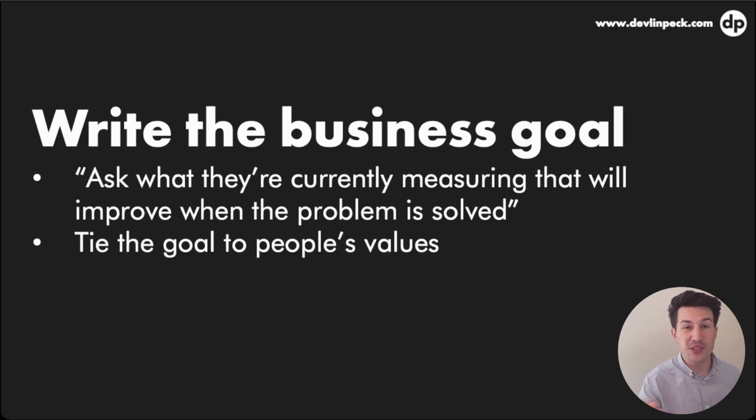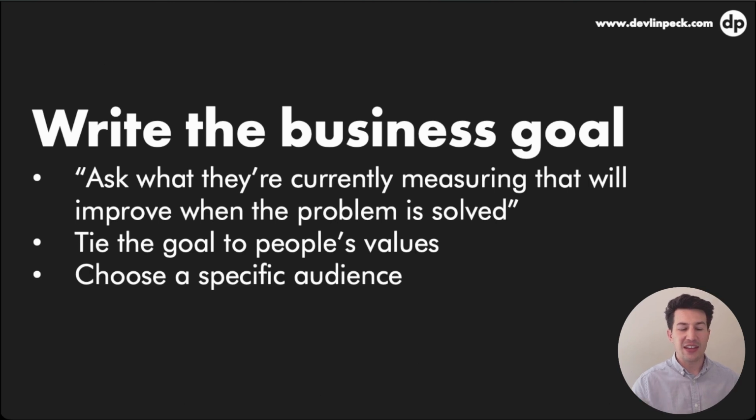Tie the goal to people's values. If you're getting pushback from others, again, help them see where this problem is hurting them the most. Tie it to their values to see how finding this solution and specifically addressing the actions that need to be fixed or modified are going to lead them to better results. Tie the goal to people's values, and then choose a specific audience. You'll notice that was the last out of those 4 components there.